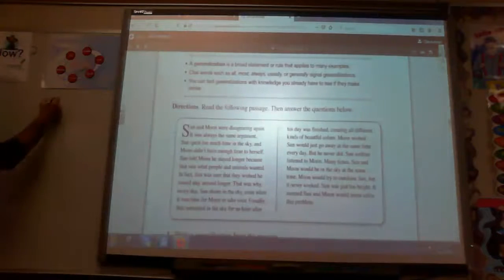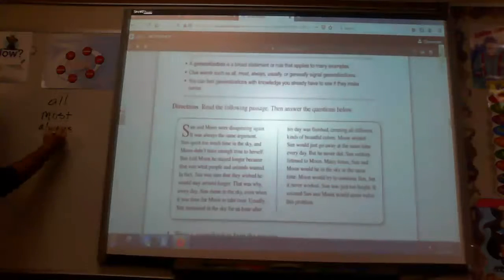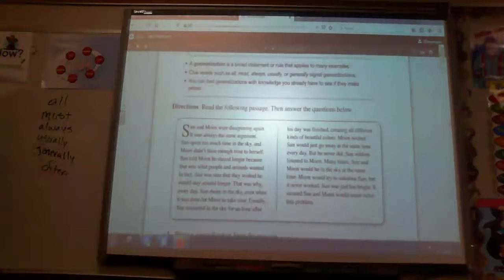We have, these are clue words: all, most, always, usually, generally, and another one that we've seen a couple times that isn't listed is often. Okay.